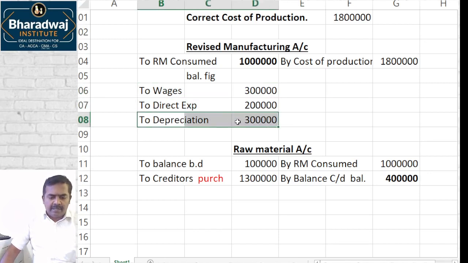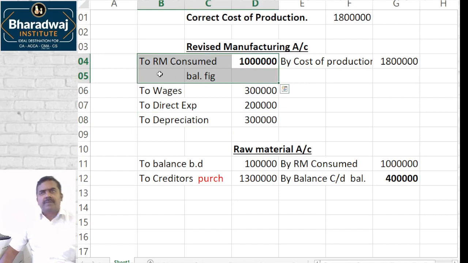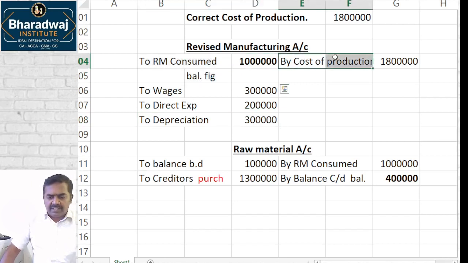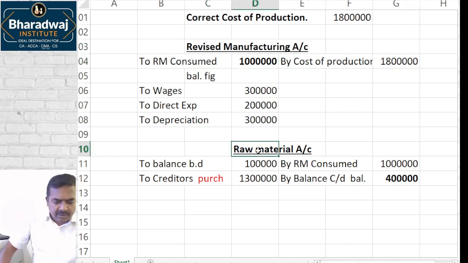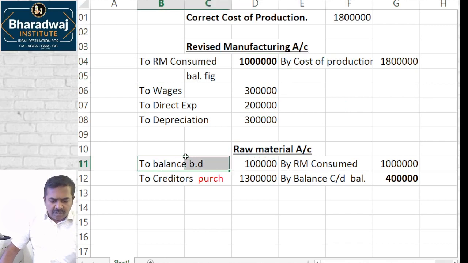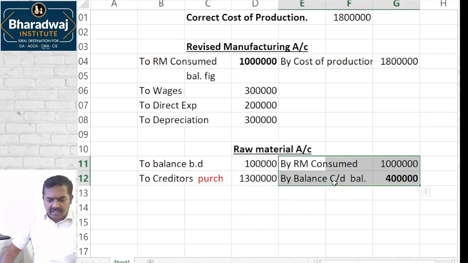Depreciation including omitted machinery is 3 lakhs. As a balancing figure we get which one? Raw material consumed. Cost of production revised is how much? 18 lakhs. Cost of production revised is 18 lakhs. So in the raw material account, the opening balance is 1 lakh. Purchases 13 lakhs. Raw material consumed was 10 lakhs and the closing balance is how much? 4 lakhs.